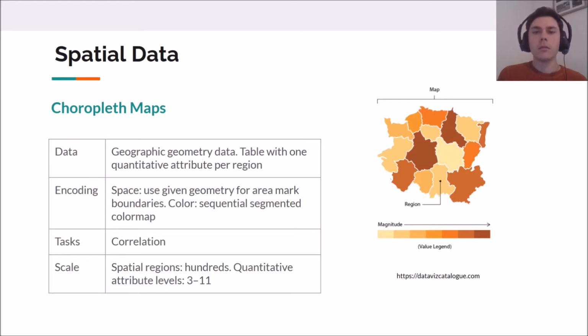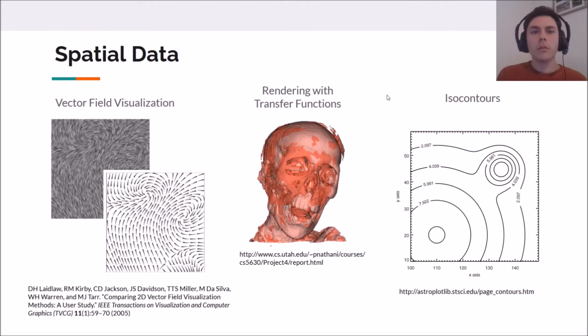And just like in the heat map, since we're using color for the numerical attribute, you have to be careful because we can only distinguish between 3 and 11, maybe 12 different levels. For spatial data, again, there is much more. You can have all sorts of vector field visualizations, rendering with transfer functions, contour plots which make use of isocontour lines, and I can't go into details. I just selected a couple of examples from real papers here.